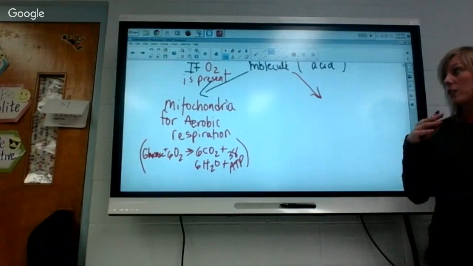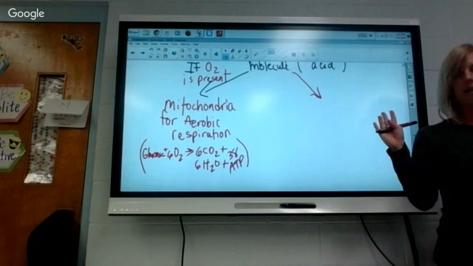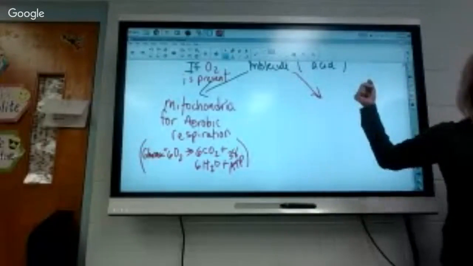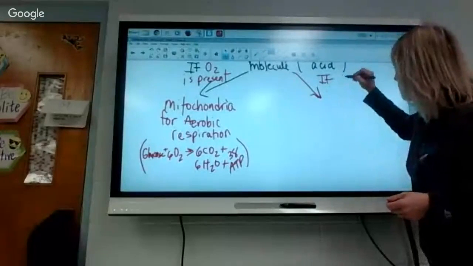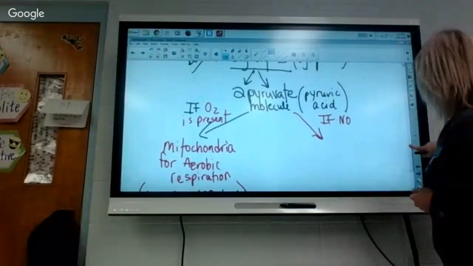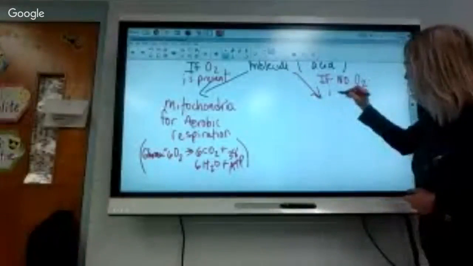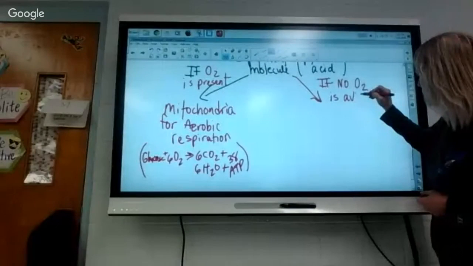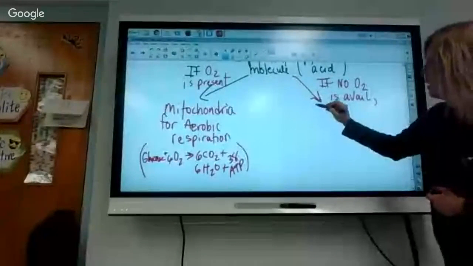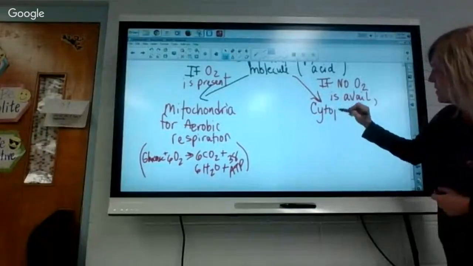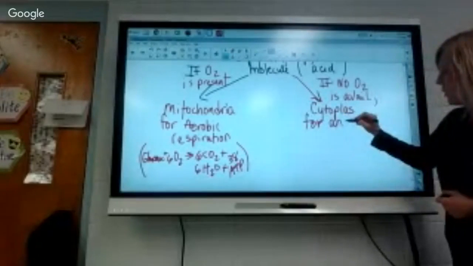But let's say that you're moving your muscles and they start to burn. And everybody's felt the burn, right? So the burn is you've gone anaerobic. So there's not enough oxygen. So you know the workout is good. So if no O2 is available, then that pyruvic acid is going to stay in the cytoplasm for anaerobic respiration.